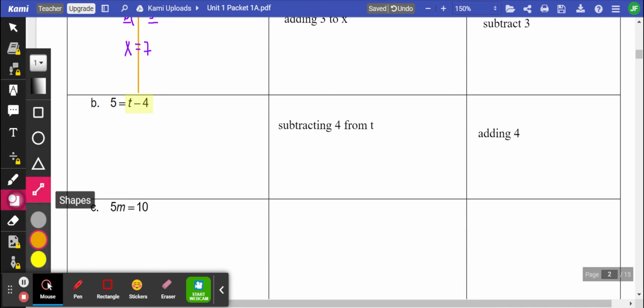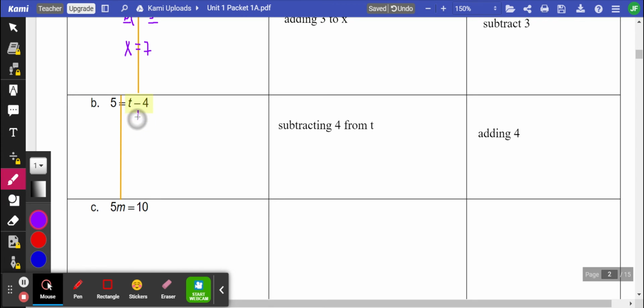Let's go ahead and draw our line through the equal sign. And then if our inverse is adding 4, we're going to do plus 4 here so that those cancel. But if I do plus 4 on the right side, we also have to do plus 4 on the left side. So we get 5 plus 4 is 9. And then we have a t on the left side, and then our minus 4 and plus 4 cancel.